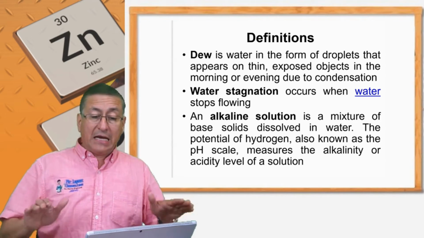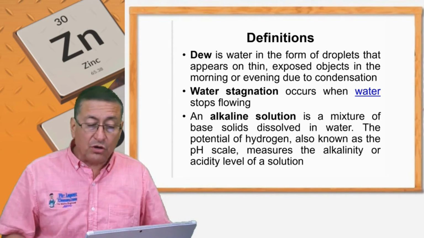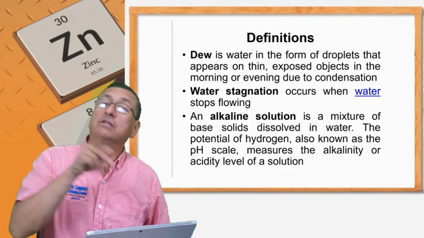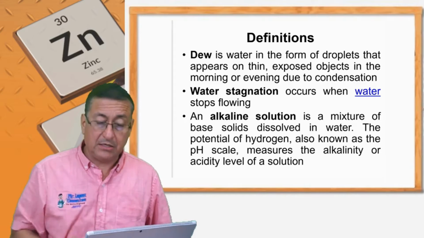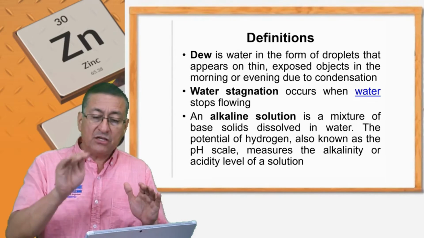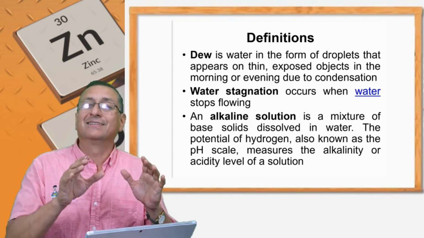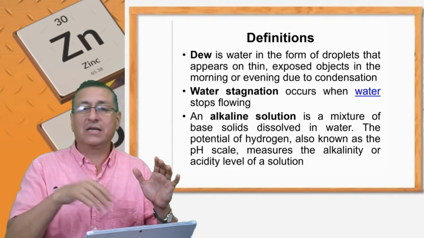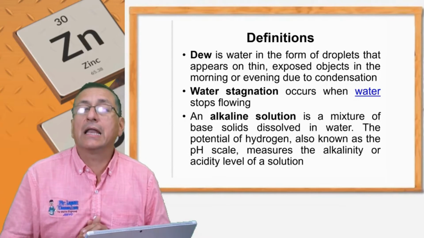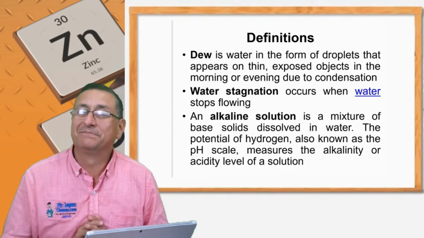Alkaline solutions are a mixture of base solids, you remember? Hydroxide of sodium, hydroxide of potassium, base solids, dissolved in water. Base solid, hydroxide of sodium, potassium, all of them, plus water produce alkaline solutions. Simple.